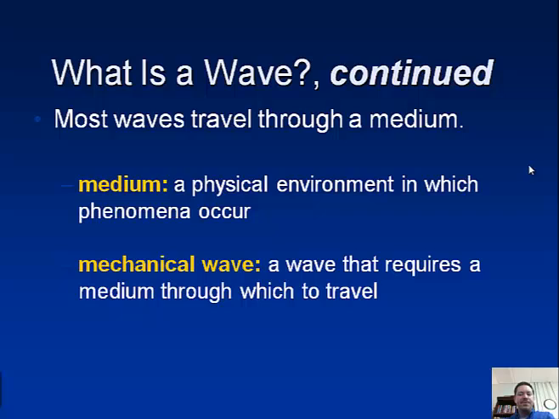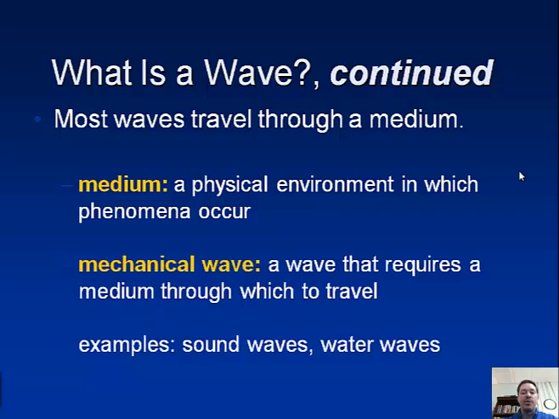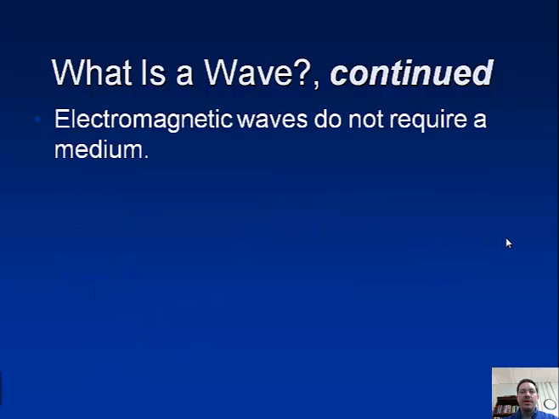A mechanical wave is a wave that requires a medium through which to travel. So these waves definitely do require a medium. Water, for example, and sound waves would be mechanical waves. Whereas an example where a medium is not needed would be light. Light acts in a wave pattern as well, but it does not require a medium, so light does not fall under this mechanical wave category. We'll get to that a little bit later.